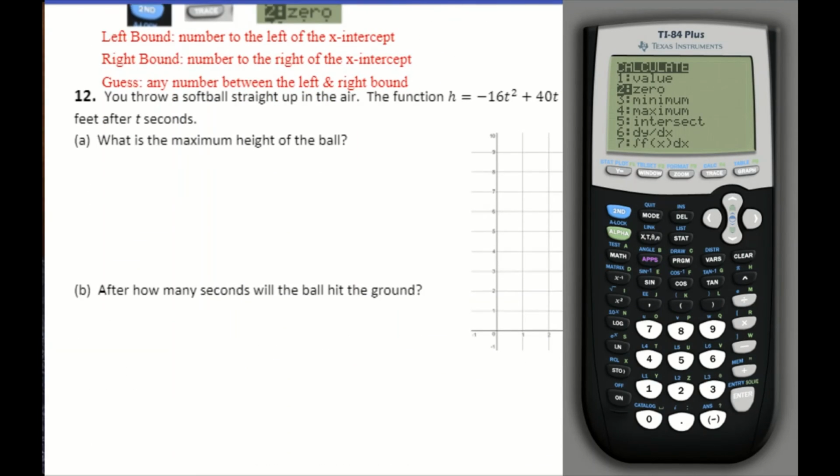Number 12 says you throw a softball straight into the air. They give you a function to represent the height in terms of time. So we want to know first what's the maximum height of the ball, and after how many seconds will it hit the ground. So first, go to y equals.